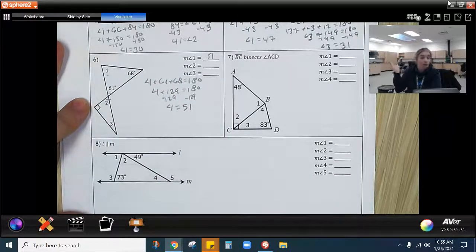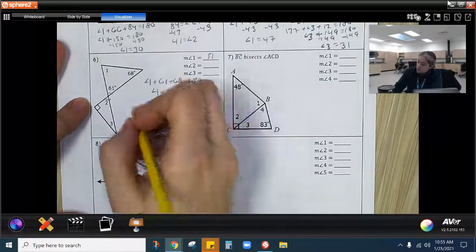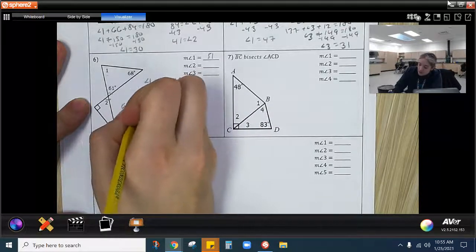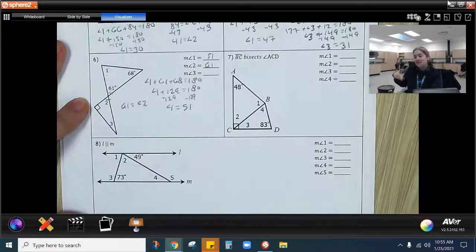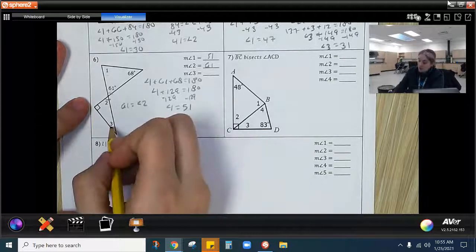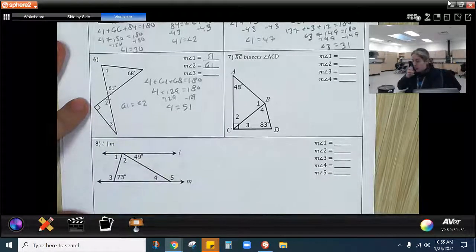Vertical angles, why do I care? Vertical angles are congruent. So that means 61 is equal to angle 2. So angle 2 is 61. Hey, look at that. Wasn't that nice? Didn't have to do any math. Just flat out equal. They're congruent. Which means we are down to angle 3 right over here.